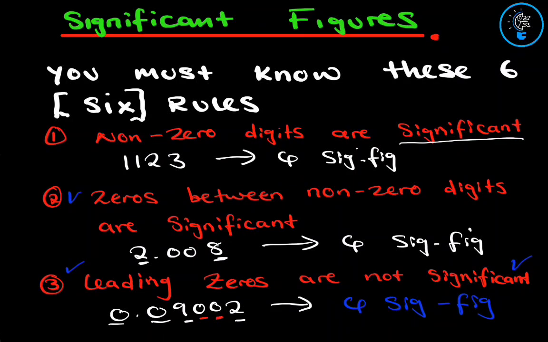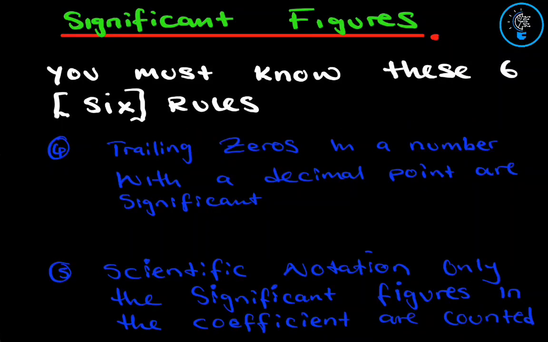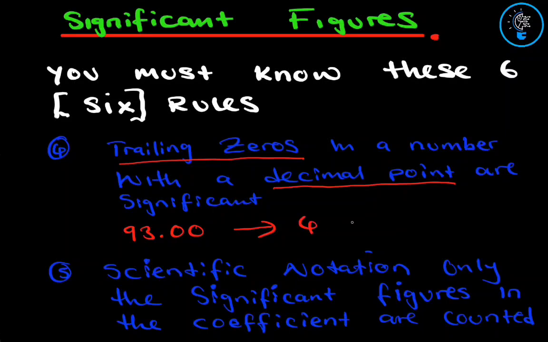Okay guys, now let's look at the last 3 rules that you need to know. So now let's look at rule number 4. Rule number 4 states trailing zeros in a number with a decimal point are significant. So let's take, for instance, we have 93.00. This number has 4 significant figures.